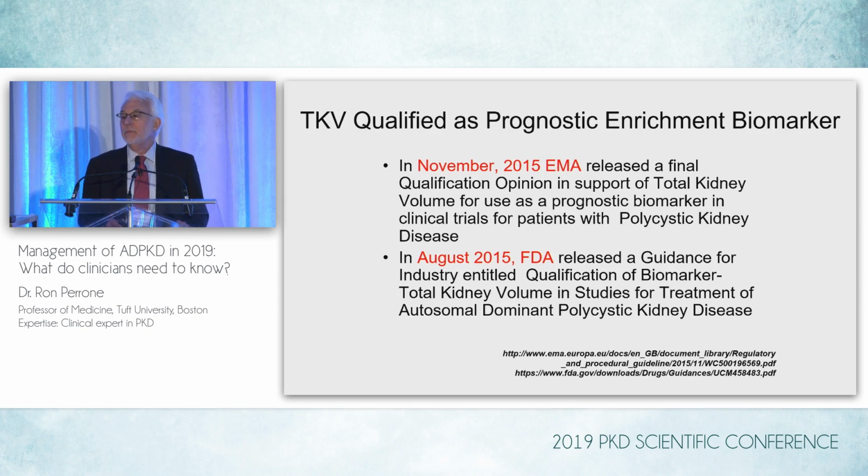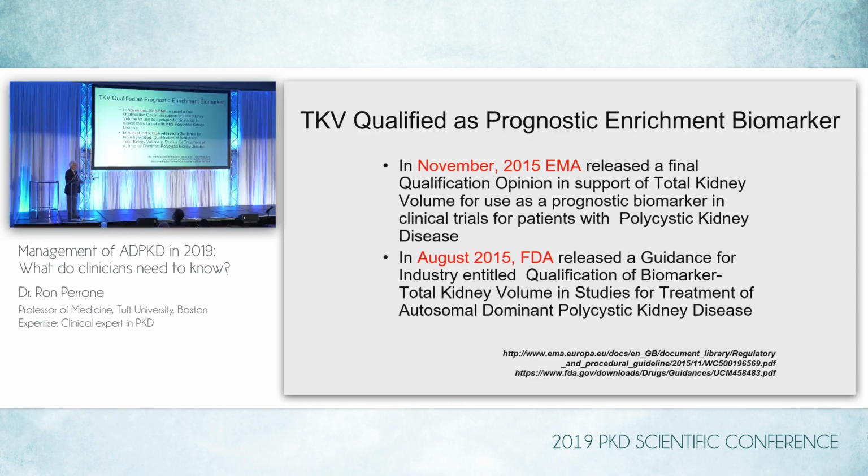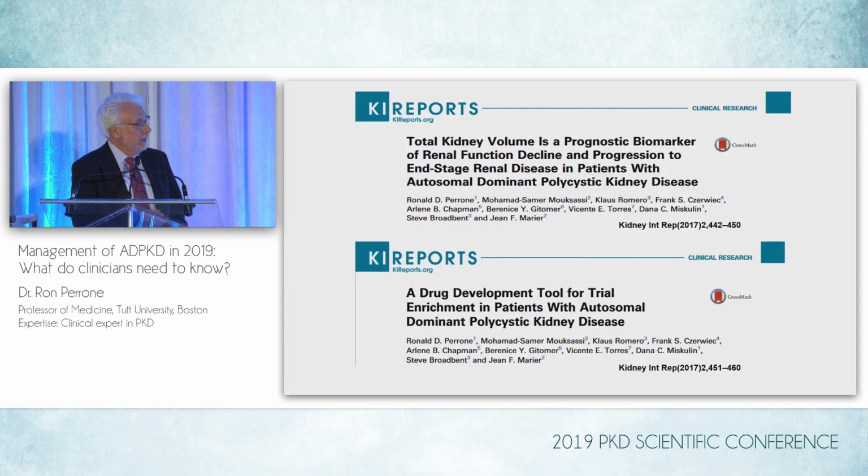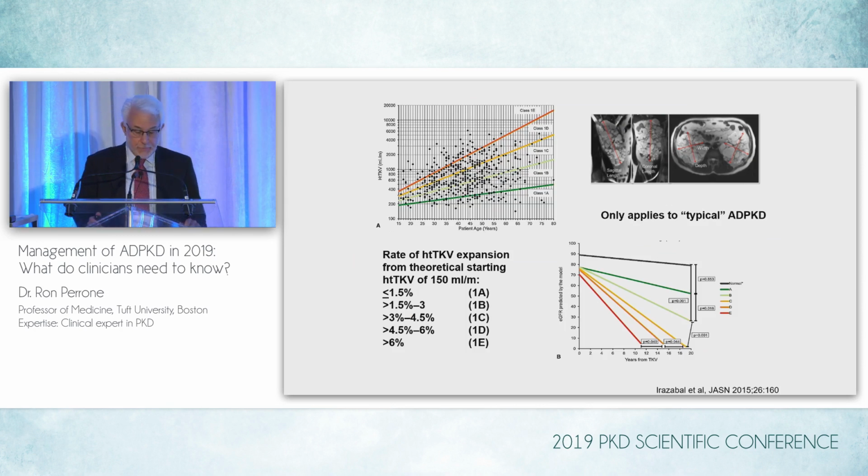And total kidney volume was qualified as a prognostic enrichment biomarker by regulatory agencies in Europe and in the United States. And this allows pharmaceutical sponsors to use total kidney volume to select patients for clinical trials because the regulatory agencies accept this. And these references are included in your syllabus if you want to go into this in more detail. So the use of total kidney volume was further refined by the work of the CRISP consortium and Drs. Arazabal and Torres, and this resulted in the Mayo imaging classification.